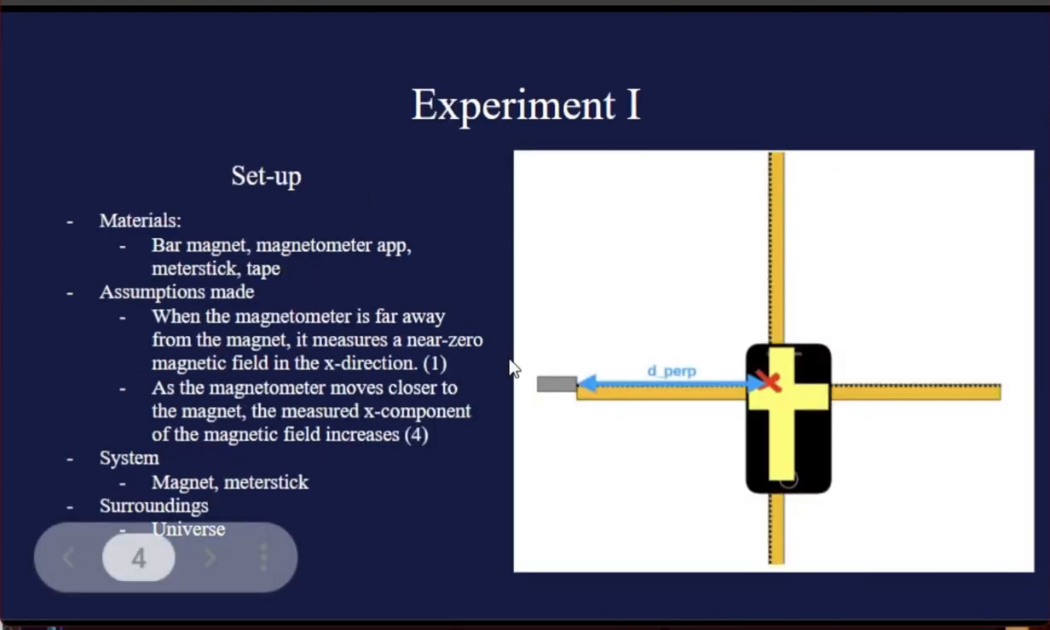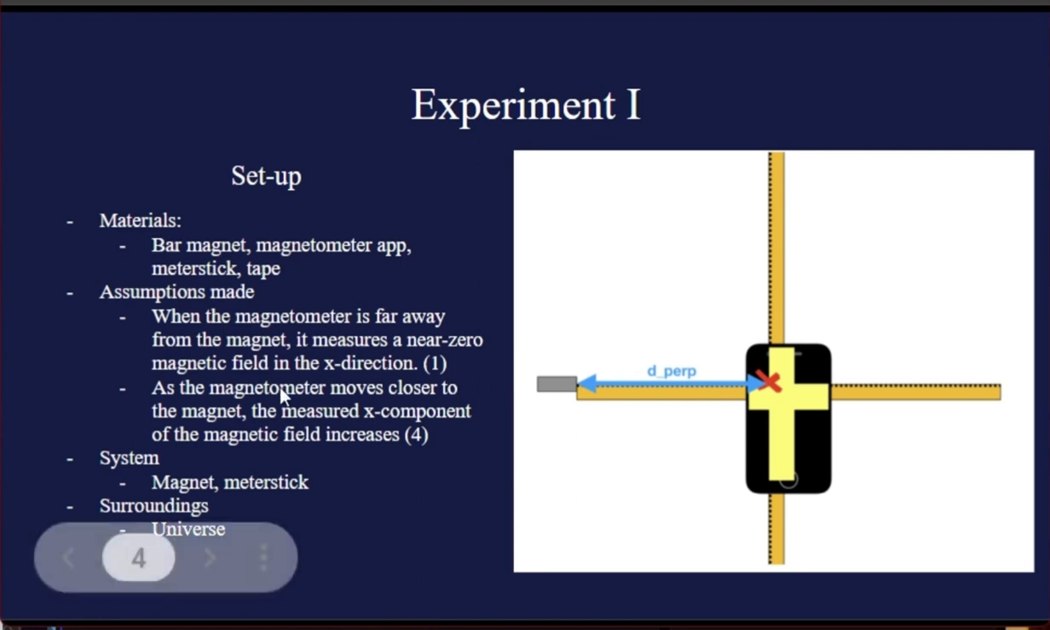So to set up our experiment, we set our magnetic dipole at varying distances and orientations from the magnetometer app on our phone. We used a meter stick to measure, and then we also used tape on our phone to locate the observation location on the phone.